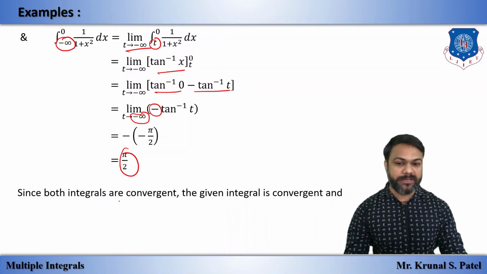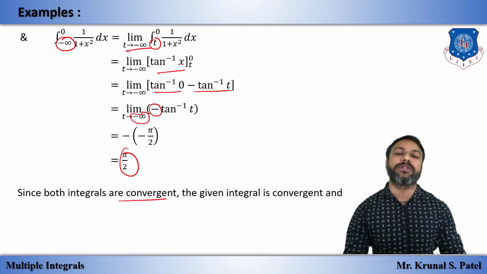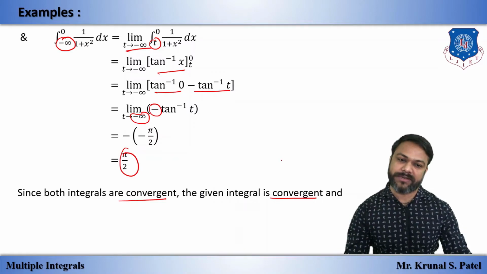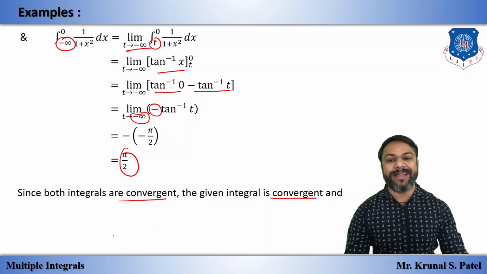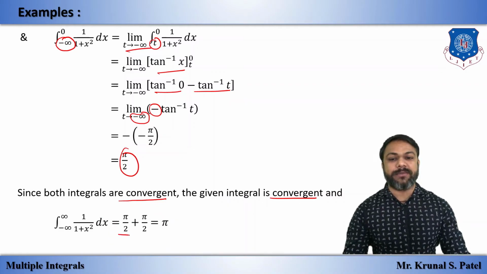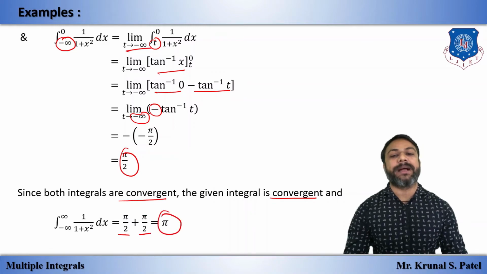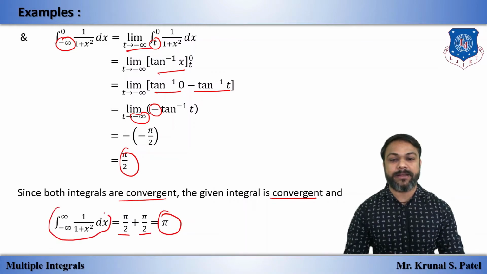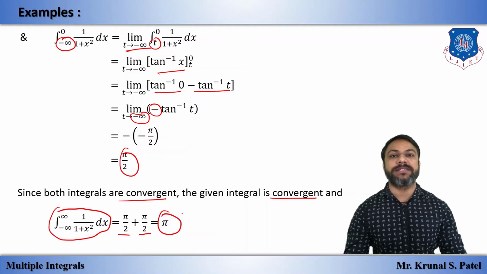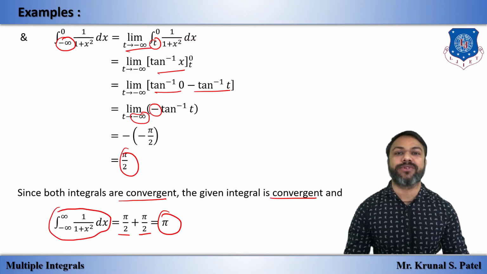So given both the integrals are convergent, so original given integral minus infinity to infinity is also convergent. And we have original value given by pi by 2 plus pi by 2 is pi. So this integral has final answer pi. Okay. So this is the process how we can solve the first kind.